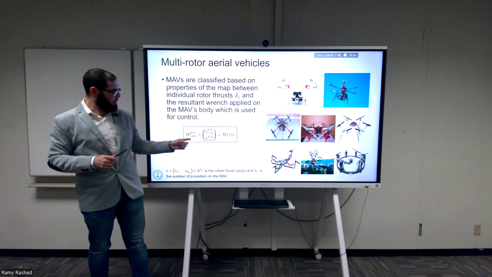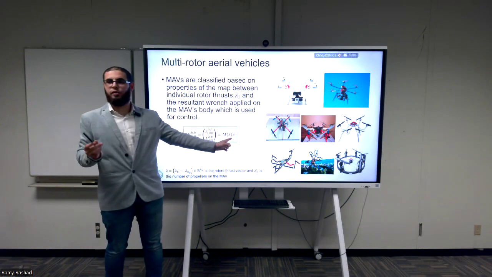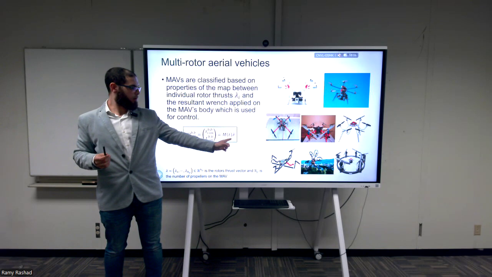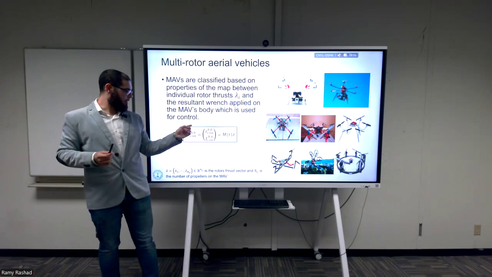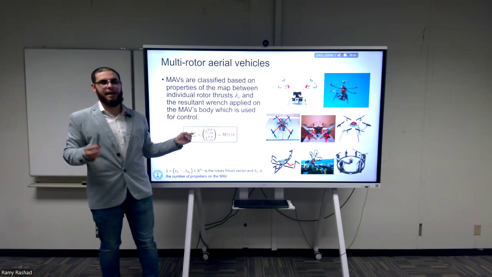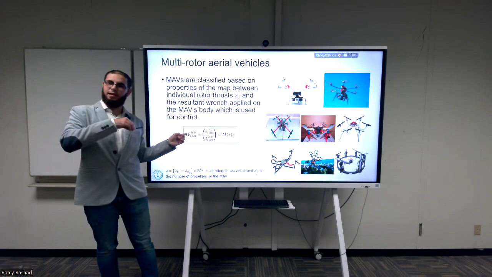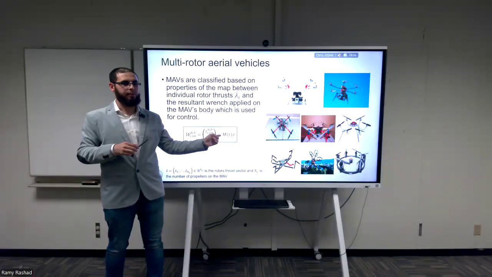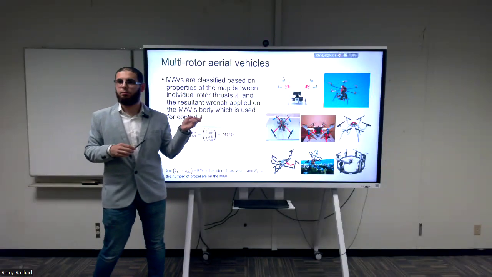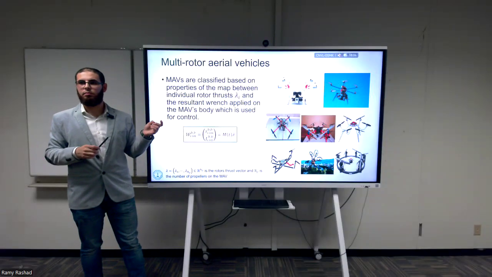The map between the individual rotor thrusts and the control wrench in the end applied on the drone, attached to frame B and expressed in frame B, is given by a map. What's the dimension of this map? 6 by?